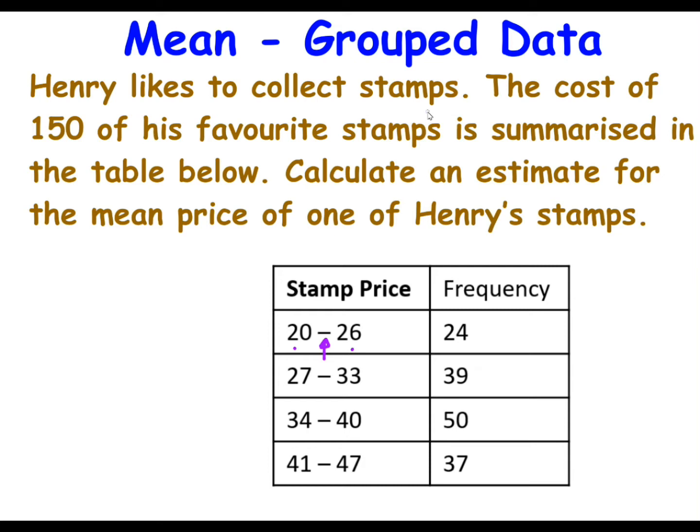In this scenario, Henry likes to collect stamps. The cost of 150 of his favourite stamps is summarised in the table below. Calculate an estimate for the mean price of one of Henry's stamps. So, in order to calculate, we have to know the total price of all of his stamps. So, we know there's a price range between 20 and 26, so we choose 23 because it's in the middle.